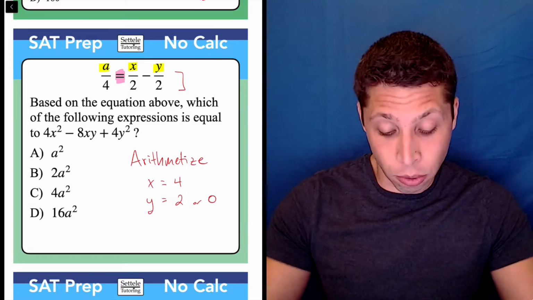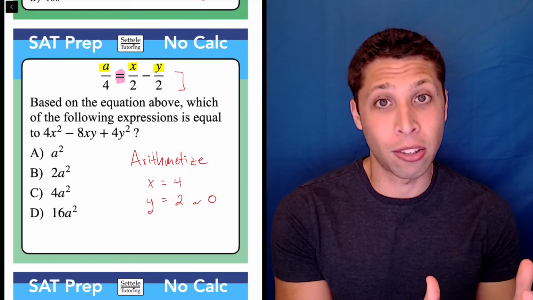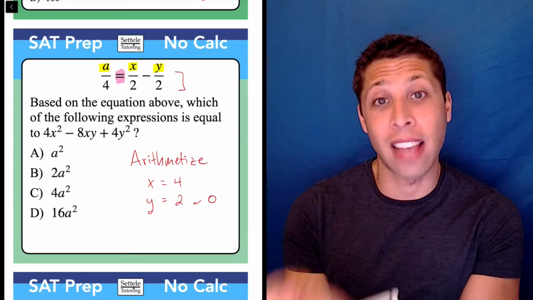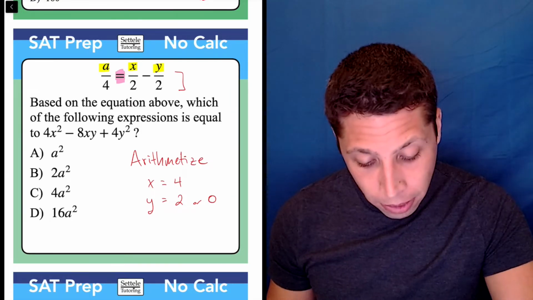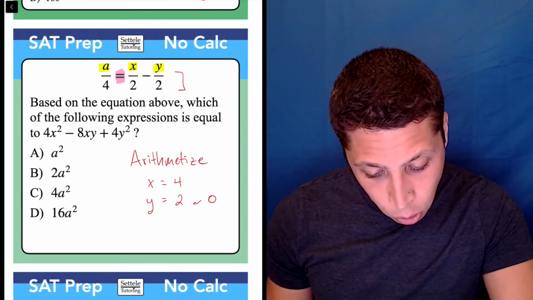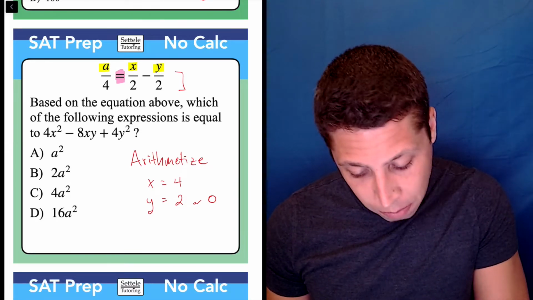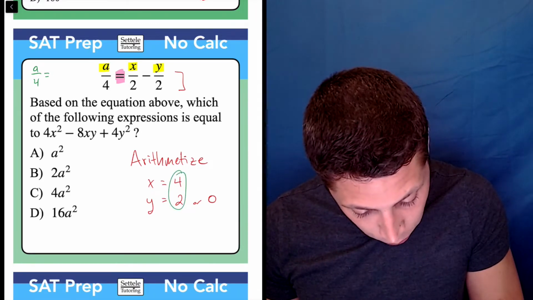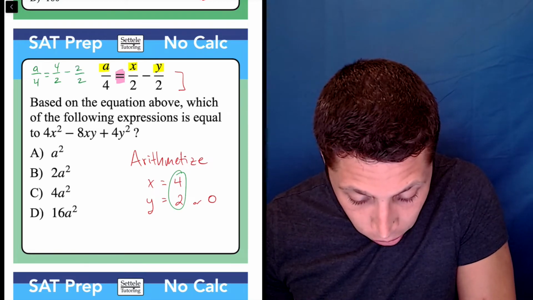It's based on the equation, which is basically a rule that once I pick for x and y, I'm going to be able to find an a that specifically satisfies that equation. So there's a little algebra. But notice if I plug in for x and y, my equation changes. No longer is it a over 4 equals this messy thing. It's a over 4 equals, we'll say 4 and 2 here, 4 over 2 minus 2 over 2, right?